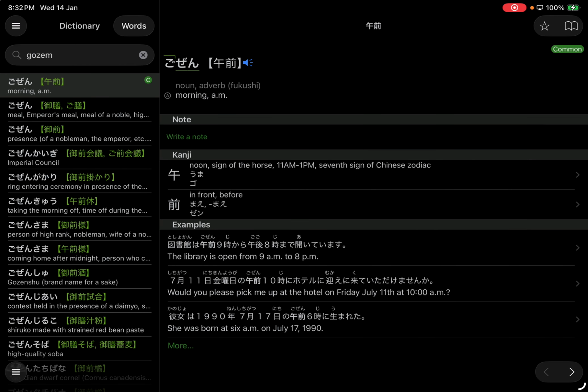Go. So for some words, for example, this word, we have two pronunciations. One is uma, one is go. Then the second one, we have also mai and also zen. So there are multiple pronunciations for Japanese words, you see. So you can learn it through here. Then the other way is, you can see gozen, the pronunciation. So gozen. Then zen is flat.